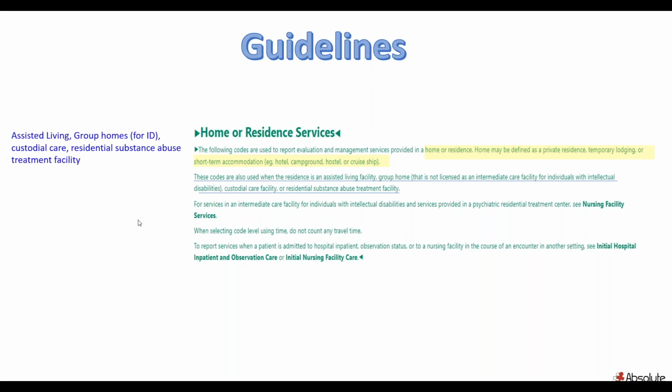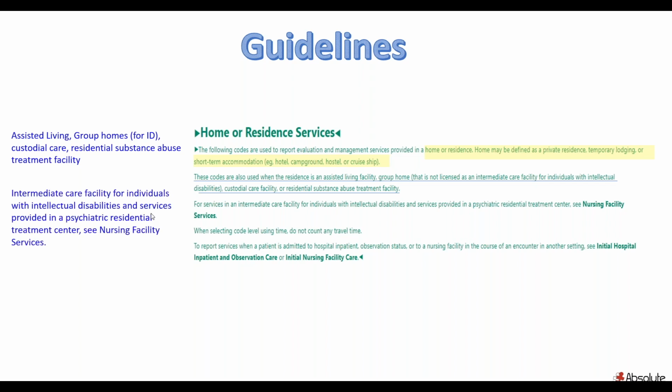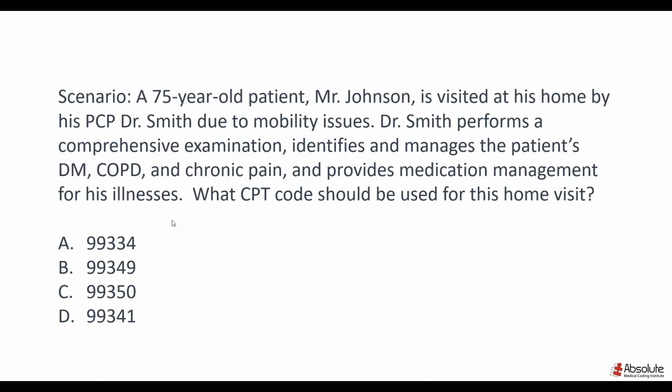So as I said, these are coded for assisted living, group homes, custodial care, residential substance abuse treatment, intermediate care facility for individuals with intellectual disabilities, and services provided in psychiatric residential treatment centers and nursing facilities. When using time, do not count the travel time. So that's all about the guidelines for home visits.